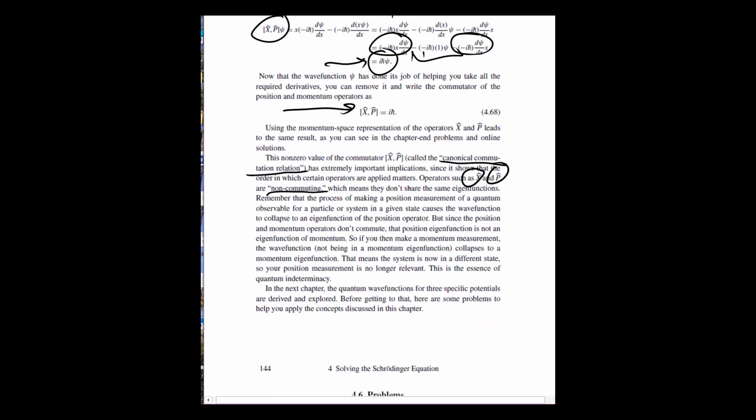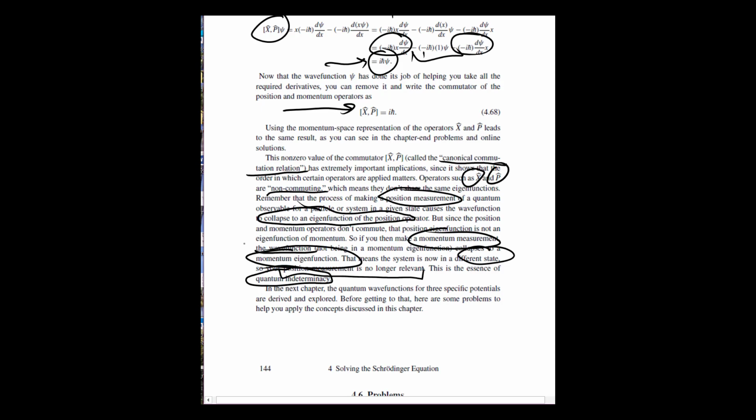And remember what happens. If you make, for example, a position measurement of a quantum observable, that causes the wave function to collapse to an eigenfunction of the position operator. But since the position and momentum operators don't commute, that's not an eigenfunction of momentum. So if you then immediately make a momentum measurement, the wave function, which is not in an eigenfunction of momentum, collapses to a momentum eigenfunction. That's a different state of the system, and the position measurement you made is no longer relevant. That, in a nutshell, is quantum indeterminacy.